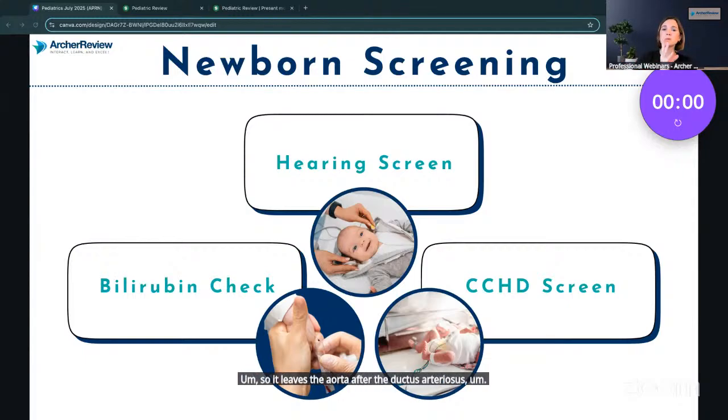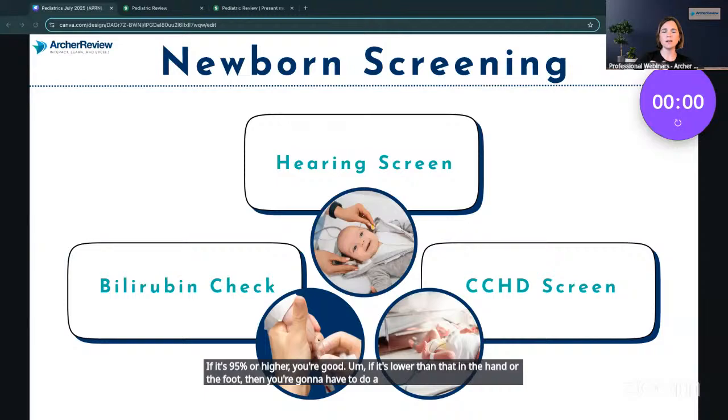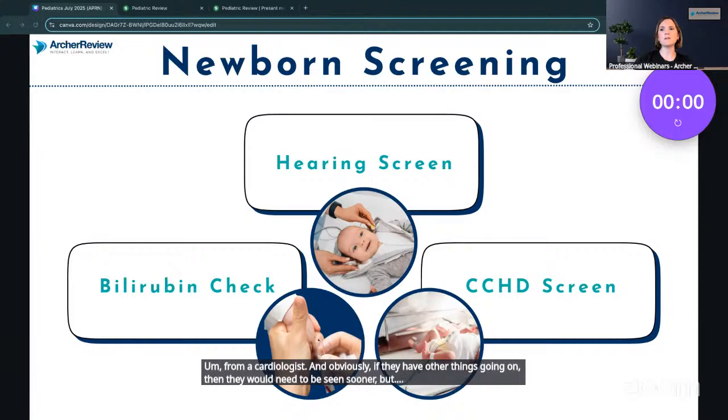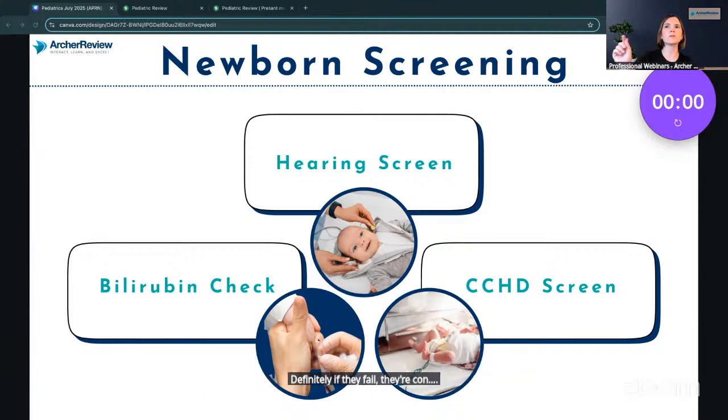If it's 95% or higher, you're good. If it's lower than that in the hand or the foot, then you're going to have to do a retest in an hour. And after 3 failed tests, each an hour apart, that's when they have to have a further evaluation from a cardiologist. And obviously, if they have other things going on, then they would need to be seen sooner. But definitely, if they fail their critical congenital heart screening.